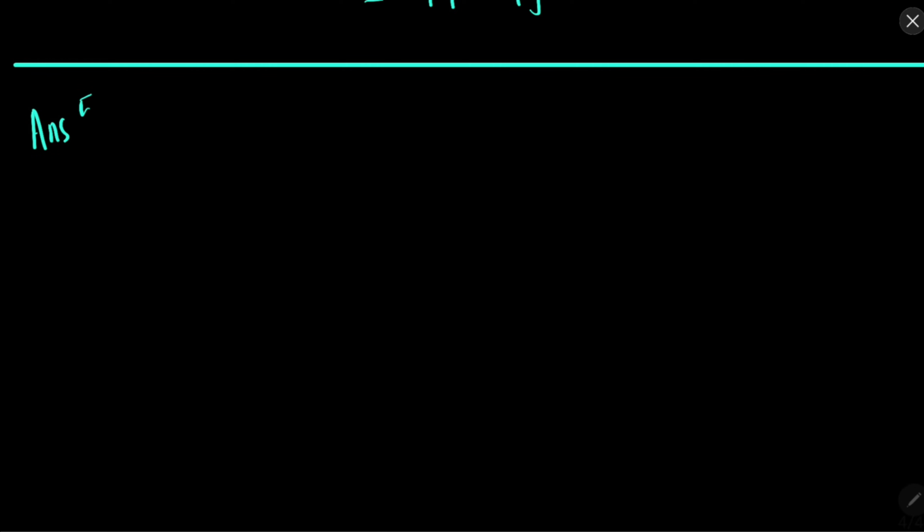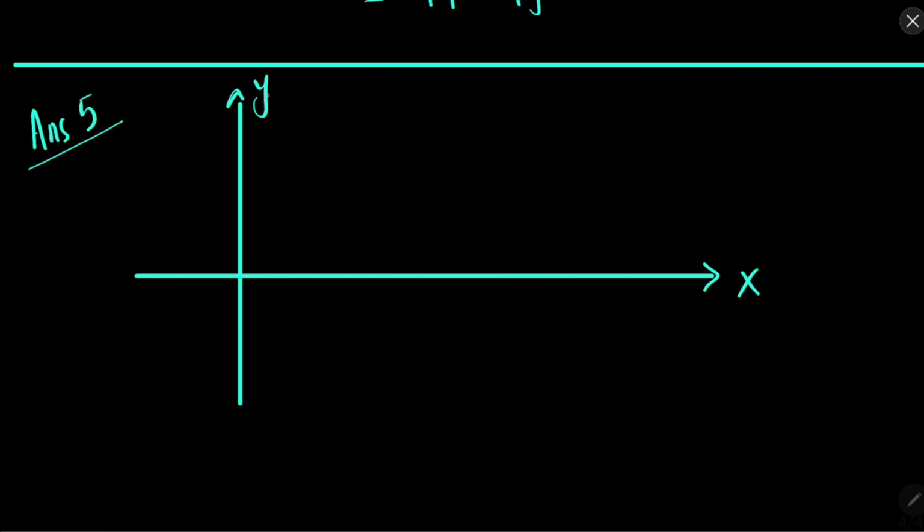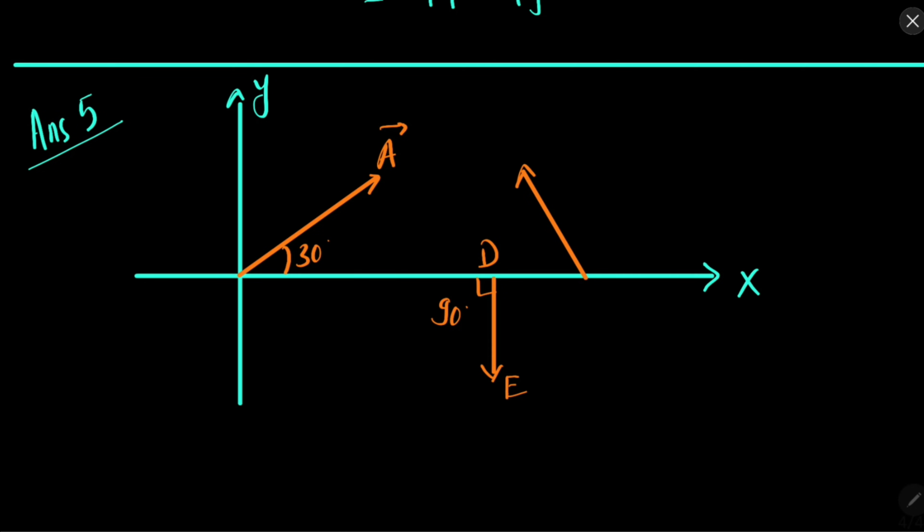So let's try to solve this question 5. First of all, let's try to draw the diagram that is given. Let's say this is the y-axis, this is the x-axis. Now from the origin, one vector is a, at angle 30 degree, and from some other point we have a vector DE which is at 90 degree. And then we have another vector like this. This is 60 degree from this side, so this is important. What will be this? This will be 120.